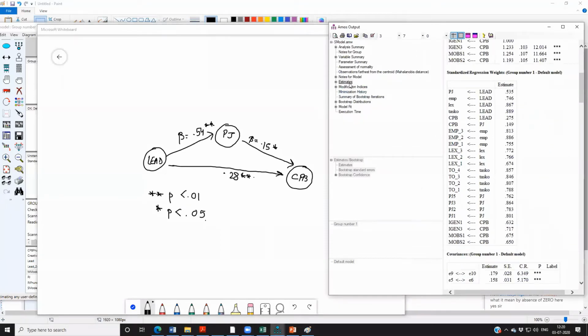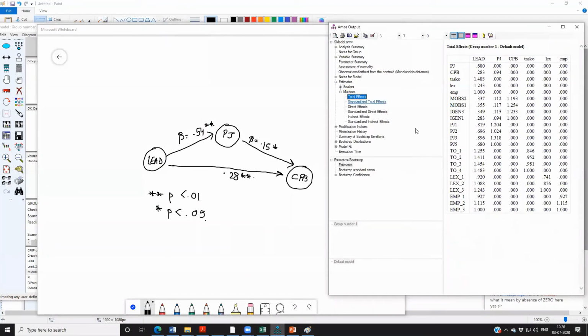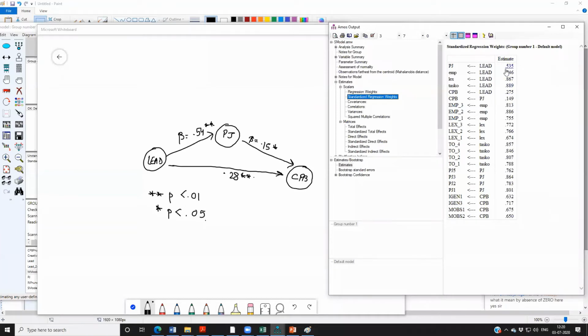Now when you click on estimates, you can click on total effects. This is the total effect. So if you open up estimates, you will get to scalars. Scalars are regression weights. This is the unstandardized output that we were seeing, and the standardized regression weights are what we have reported, leadership to PJ. Now, the moment you click on standardized regression weights, you will also see Bootstrap in this window, estimates Bootstrap.